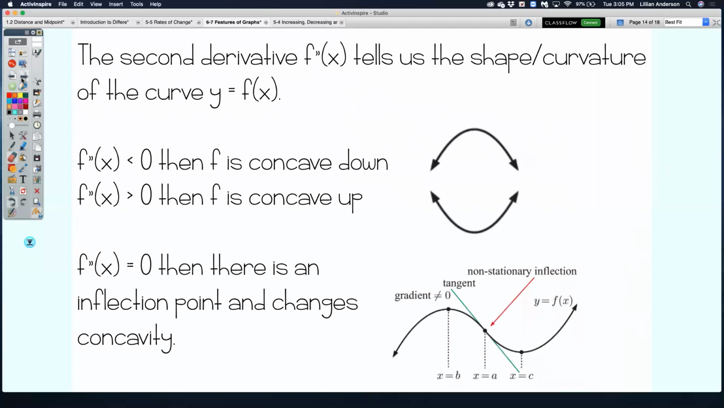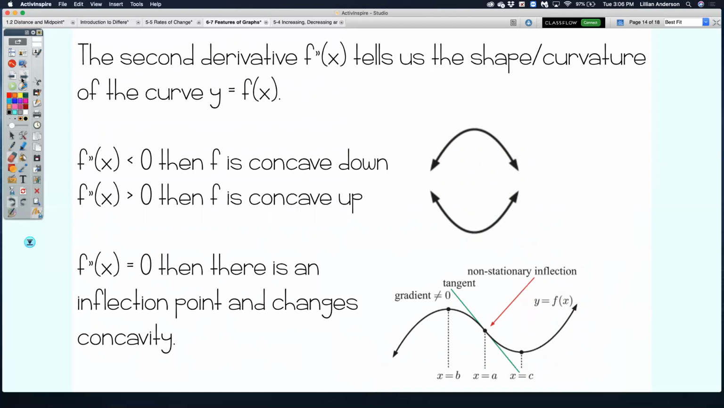Is concavity. This is the last little bit of notes because everything else is examples from here. That's what the second derivative tells us. It tells us the shape or the curvature of the graph. If the second derivative is less than 0, then it's concave down. If the second derivative is greater than 0, then it's concave up. And that's what it means by being concave down and concave up.